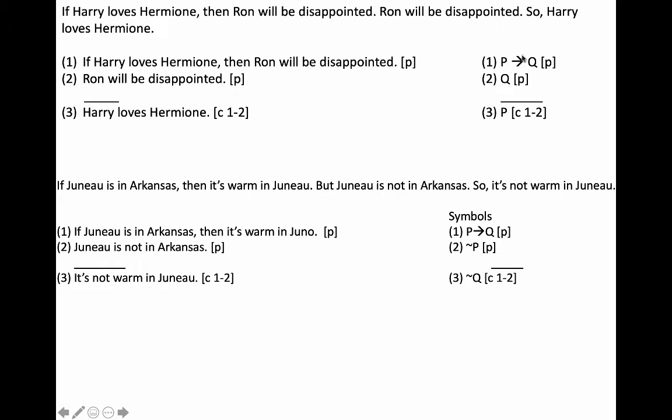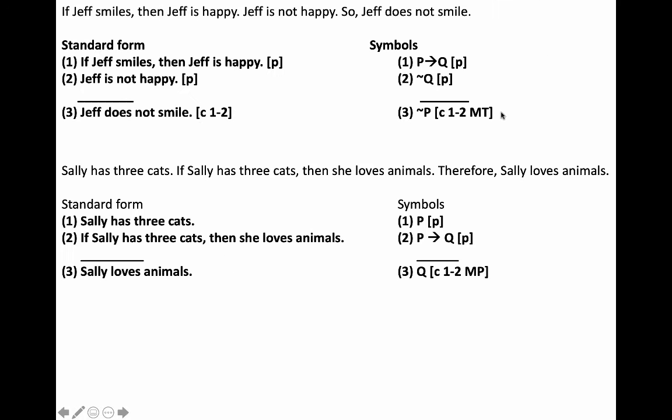Ron will be disappointed, that's going to get Q, so it has the form if P then Q, Q therefore P. Notice now that this is invalid, right? If P then Q, Q therefore P is not a good inference. Think of it like if you're a sister, then you're a sibling, so you're a sister. No, that doesn't work. Notice that the other ones we've gone through have been valid.